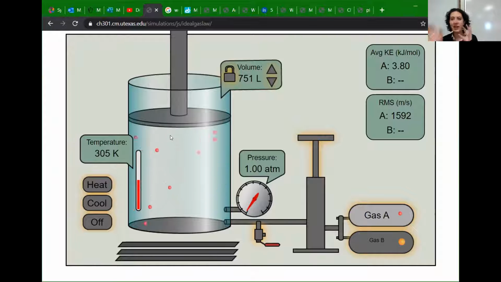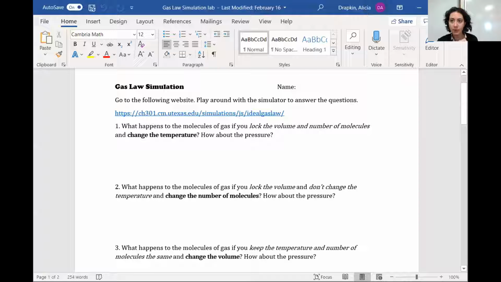What happens, just play around. What happens when you change the temperature or the volume or the moles of gas? And how does that interact with pressure? And how do these four variables all relate to each other? So let's look at the lab itself, and we'll see what questions you need to answer, and that might help.